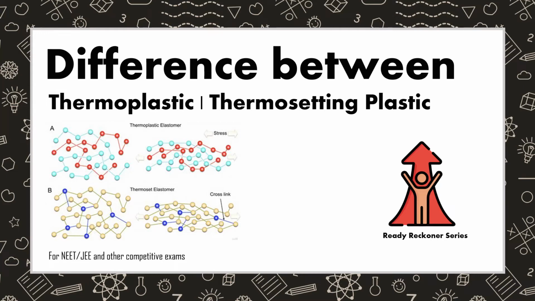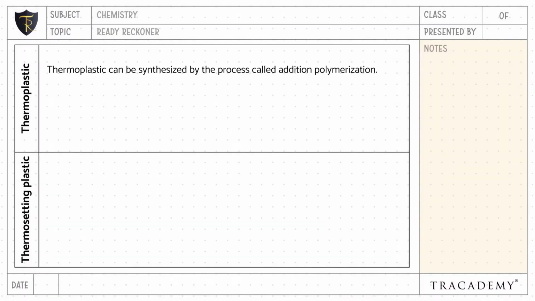In this video, let's understand the key differences between thermoplastic and thermosetting plastic. Thermoplastic can be synthesized by the process called addition polymerization, whereas thermosetting plastics are synthesized by condensation polymerization.